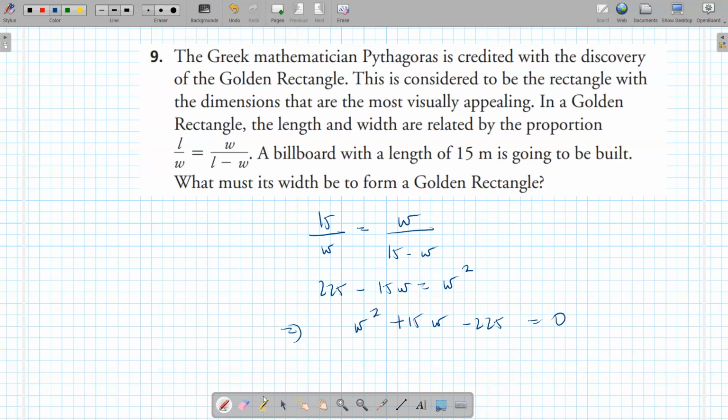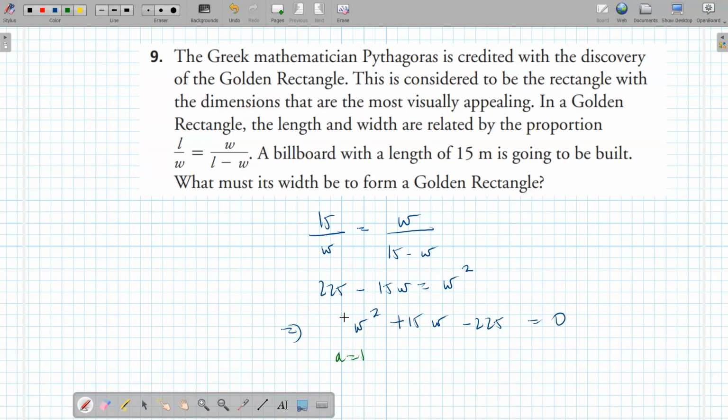We're not going to waste much time on these. If you can factor them, you factor them. Here the A value is 1, here the B value is 15, here the C value is minus 225. Remember the quadratic formula? What is it? It's negative b plus minus the square root of b squared minus 4ac, over 2a. Very useful.